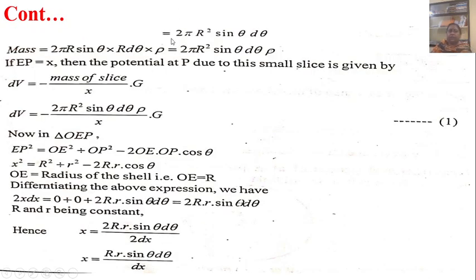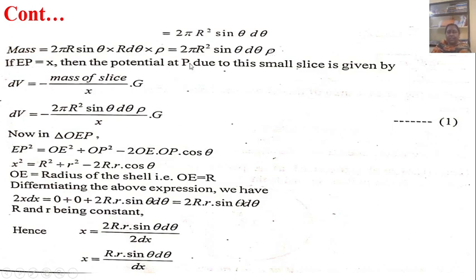So the area of this slice is 2 pi R sin theta into R d theta, that is 2 pi R square sin theta d theta, and the mass equals 2 pi R square sin theta d theta into rho. And if EP equals x, then what?